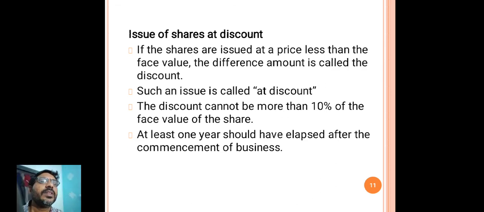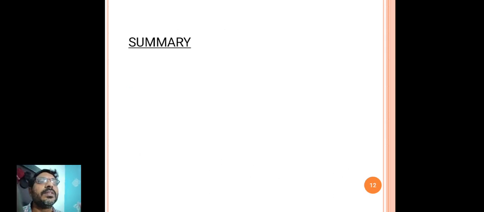In issue of shares at discount, the company may issue some shares at a price less than the face value, and that discount should not be more than 10% of the face value. At least 1 year should have elapsed after the commencement of the business.